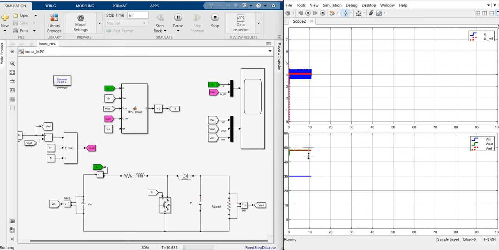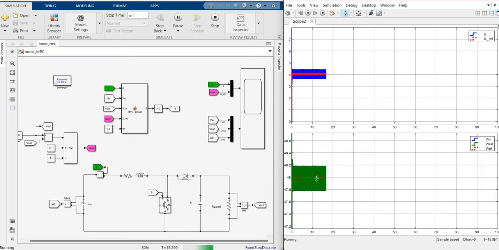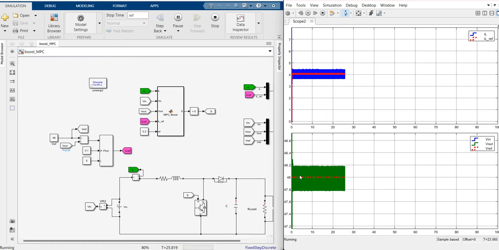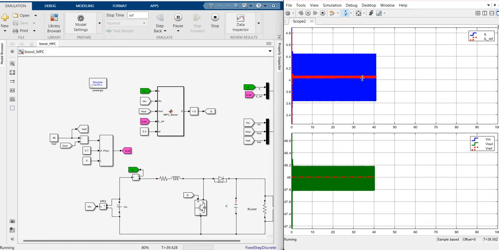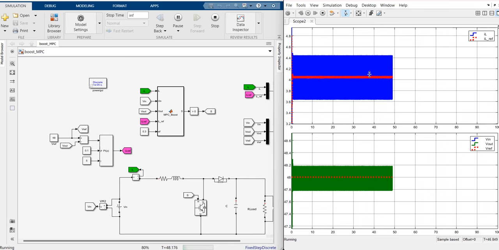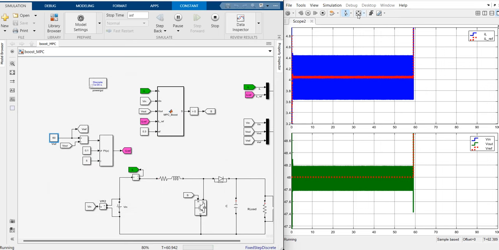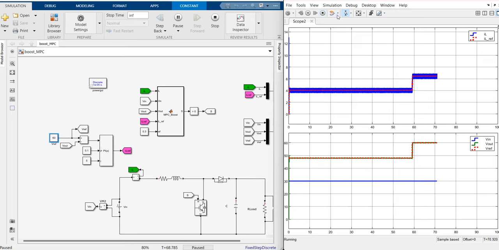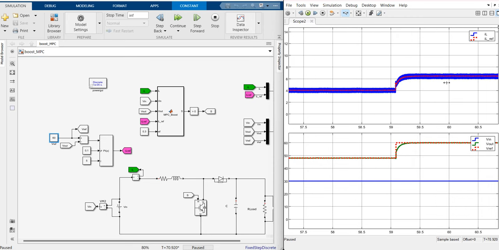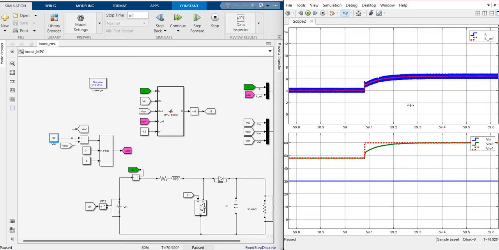Okay. The red one is the reference of the output voltage. So it is regulated to its reference. The inductor current reference is around 4 amps. It's about 4 amps. And we can change, for example, to 60 volt. We can check the transition time. Here, not bad results.